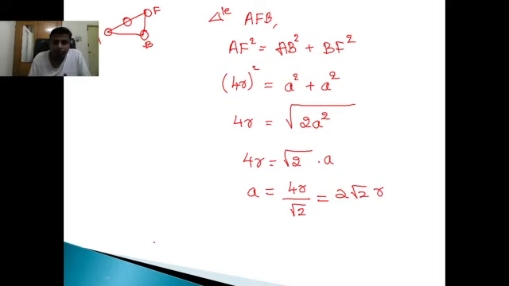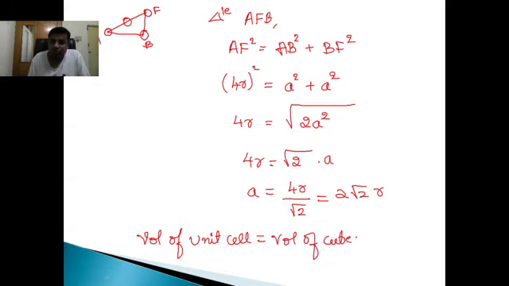Now comes, we know the volume of the unit cell is nothing but the volume of the cube, because we have taken a cubic unit cell. So the volume of cube is length into length into length. That is A into A into A, which is A cube, because the edge length is taken as A, right? And what is A? 2 root 2 R, the whole cube, correct? That's good.